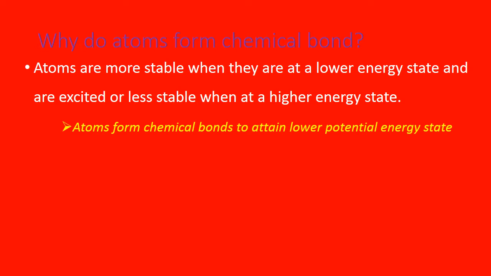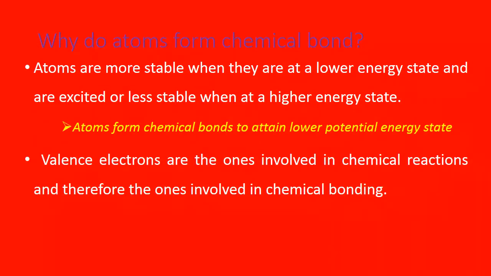Atoms are more stable when they are at a lower energy state, and are excited, which means less stable, when at higher energy states. Atoms form chemical bonds to attain a lower potential energy state. That means to become more stable. And atoms use their valence electrons to form chemical bonds. So valence electrons are the ones involved in chemical reactions and therefore in chemical bond formation.